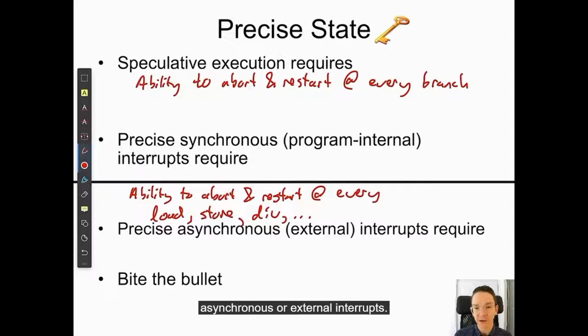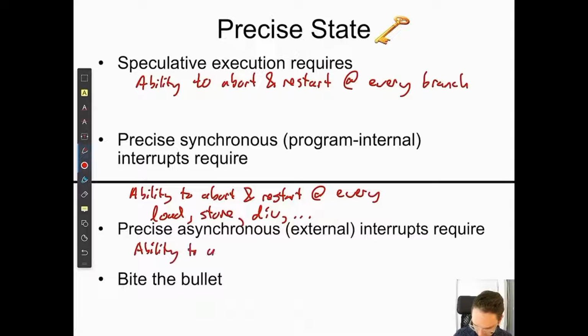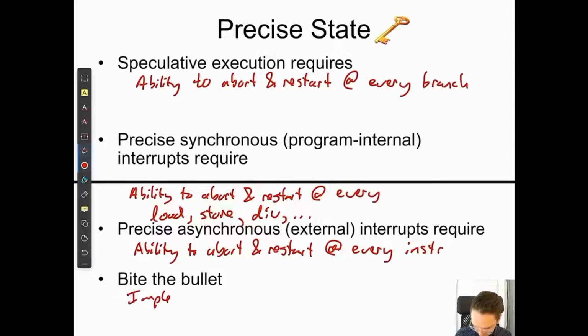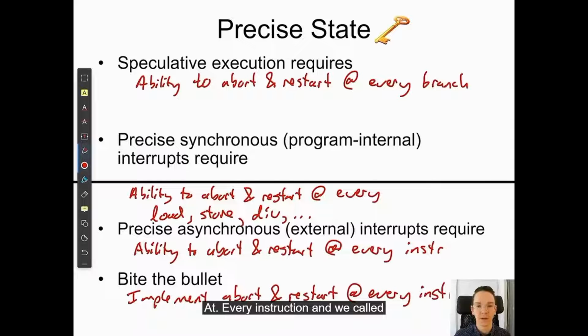So you can imagine all of the sets of instruction types that might cause exceptions. To achieve precise asynchronous or external interrupts, this requires that we have an ability to abort and restart at every instruction, as an asynchronous interrupt, by definition, could come at any point in the instruction stream. So we can see a lot of commonality between control speculation, exceptions, and interrupts, and so let's bite the bullet. Let's implement abort and restart, this feature that we seem to need, at every instruction. And we call this feature precise state.